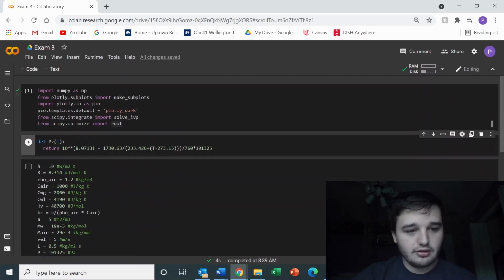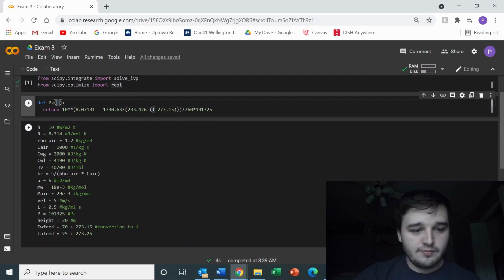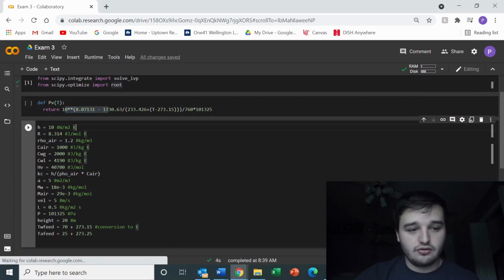So the next thing we have here is just a small function that is using the Antoine equation, so that for any temperature you put in, it will return the saturation pressure of the water at that given temperature. And this is just the Antoine equation for water.